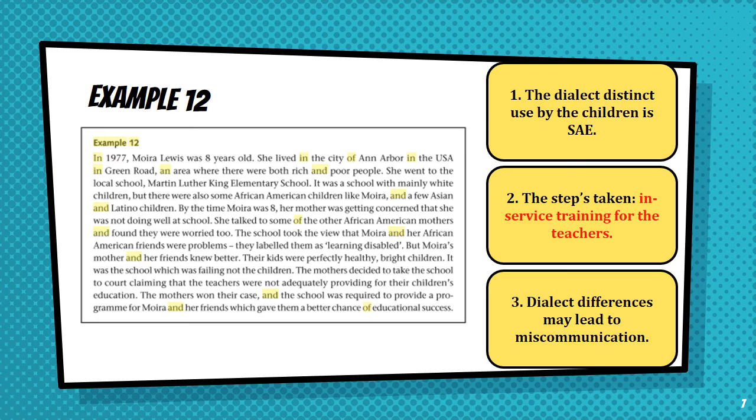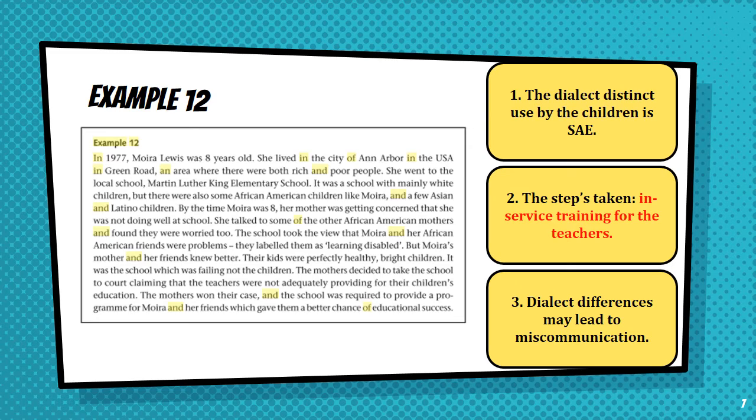By the time Moira was 8, her mother was getting concerned that she was not doing well at school. She talked to some of the other African American mothers and found they were worried too. The school took the view that Moira and her African American friends were a problem. They labeled them as learning disabled. But Moira's mother and her friends knew better. Their kids were perfectly healthy, bright children. It was the school which was failing, not the children.